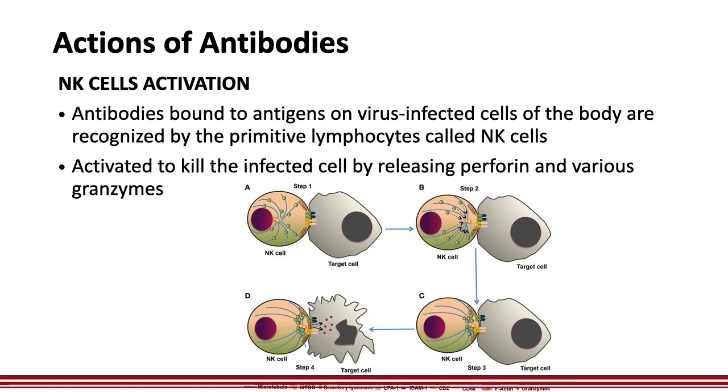Now, we have a certain subset of immune cells known as NK cells or natural killer cells, and they are responsible for detection of antibodies bound to antigens on virally infected cells. So once the NK cells are activated, they release certain enzymes called granzymes and a molecule called perforin, which destroys the virally infected cell.